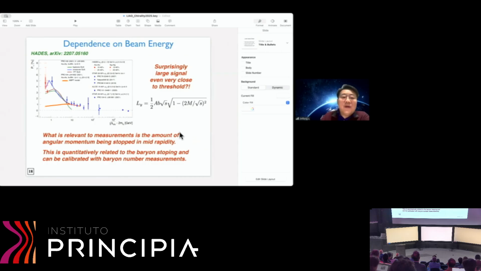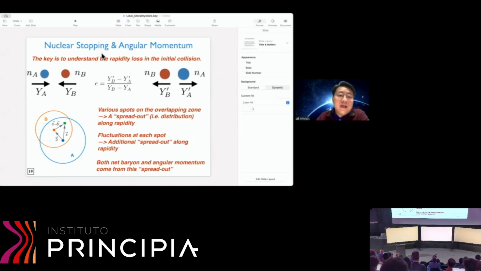So the question, of course, obviously, is, can we understand this? Can we understand this in particular as a global spin polarization induced by global angular momentum? So to answer this question, you want to understand how much angular momentum is deposited in the initial collision. And that really has to do with the nuclear stopping, because if you think about it, how do you get that angular momentum into the fireball? Of course, the initial angular momentum is carried by the beam nuclei.